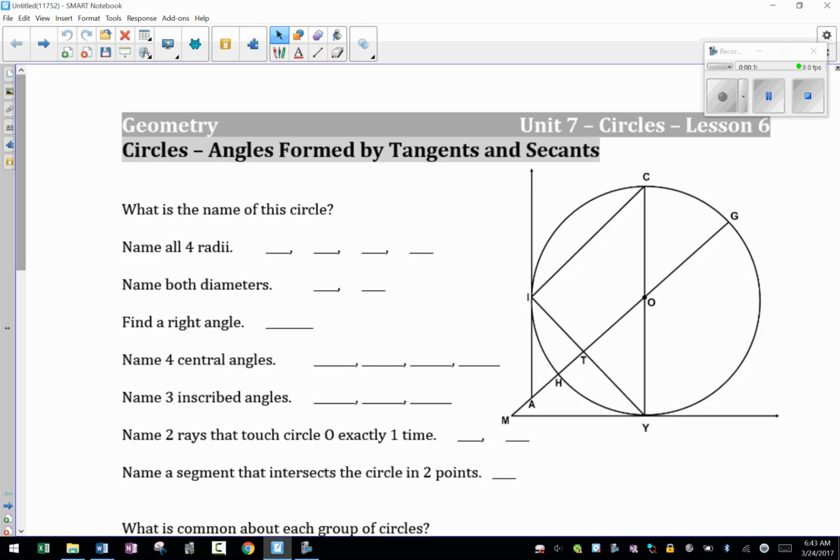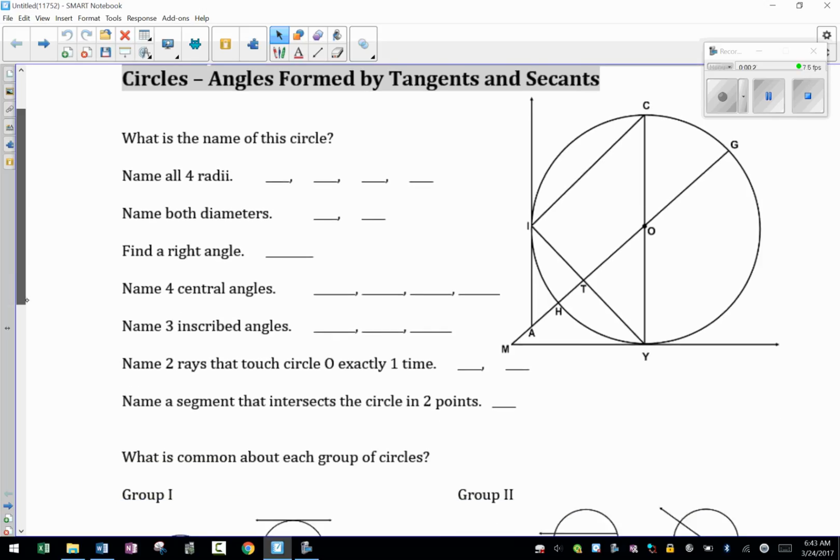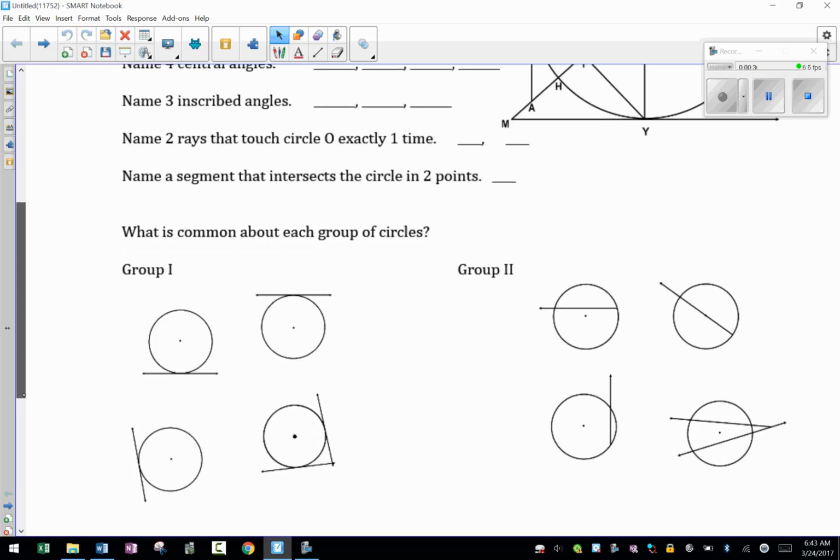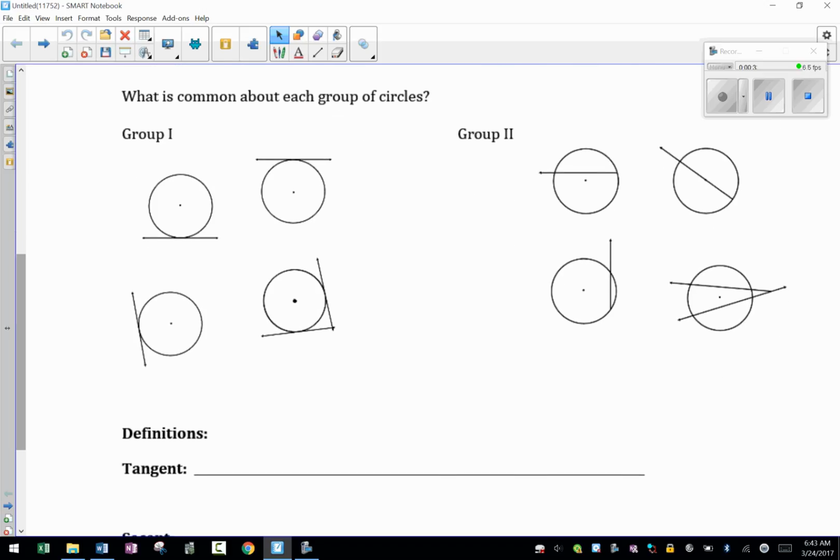All right, so now let's talk about some more circle stuff. So this first part, name the circle, name 4 radii. I would like you to do all of this, but you're just going to do it after you watch the rest of this video. So we're going to skip past it for now, but I want you to come back and do it because naming things and knowing where they are is extremely important in this unit.